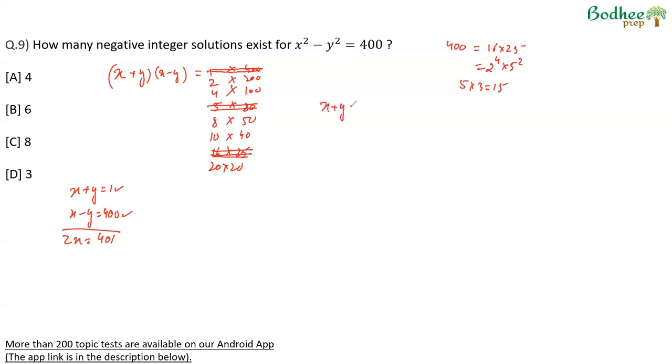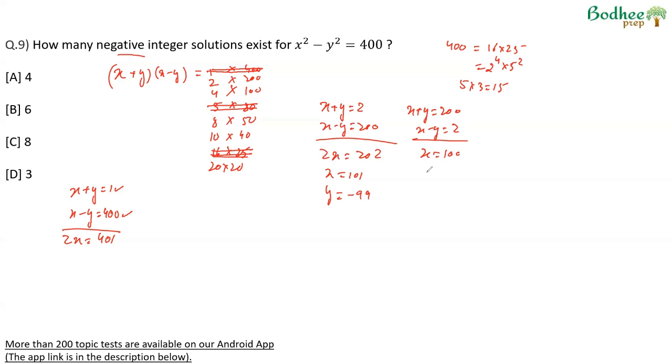Now, if we look at x plus y is equal to 2, x minus y is equal to 200, we get 2x is equal to 202, which gives us x as 101, and y is therefore minus 99. We want negative integers. If we have both the values positive, if the addition value is small, we'll get one positive, one negative. Whereas if we write it as x plus y is 200, x minus y is 2, in that case, you'll get x as 101 and y as 99, both will be positive. And therefore, this case will not be considered.